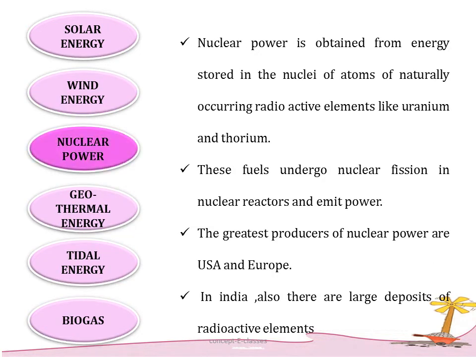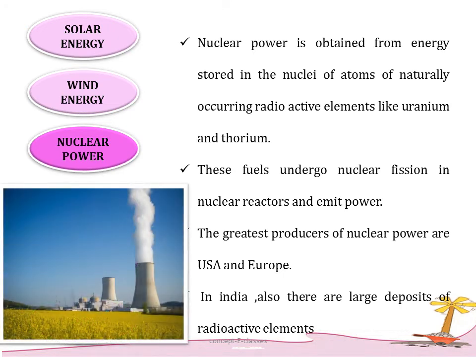So the next non-conventional source of energy is nuclear power. Now the nuclear power is obtained from the energy stored in the nuclei of atoms of naturally occurring radioactive elements like uranium and thorium.